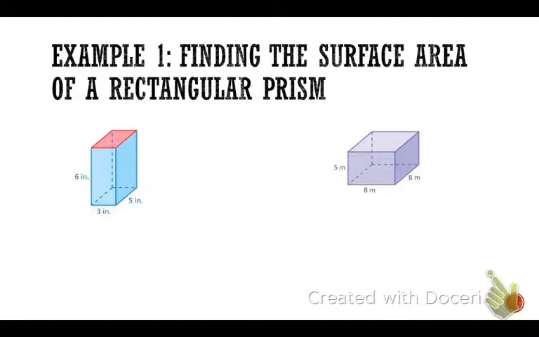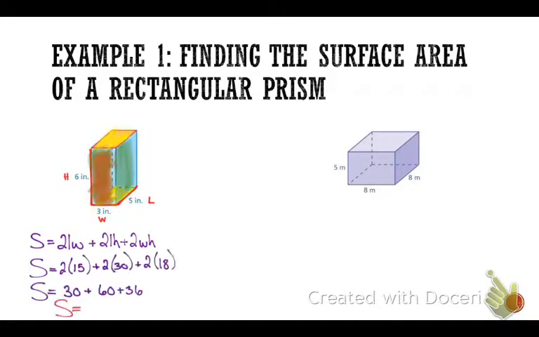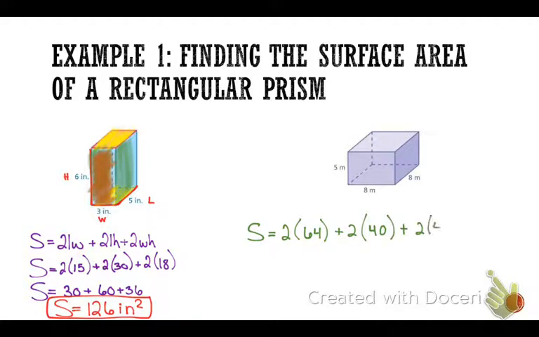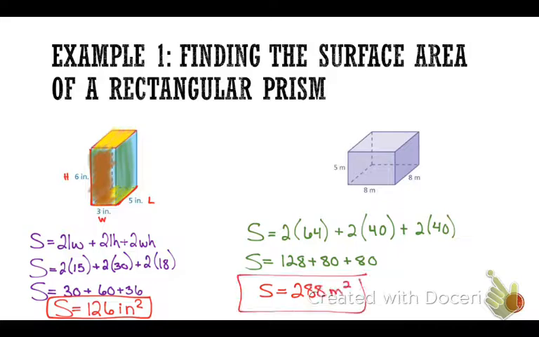Okay, so S equals 2 times LW, which is 8 times 8, which is 64, plus 2 times LH, which is 40, plus 2 times 40, yep, WH. Okay, so now 128 plus 80 plus 80 again gives me 280. All right, who got it? Anybody get it? Okay, very good.